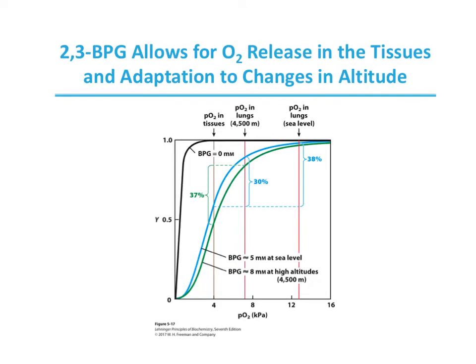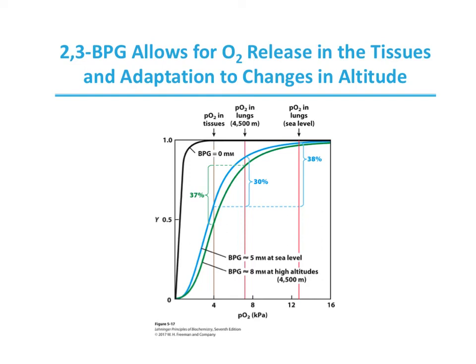Now, this molecule allows for oxygen release in the tissues and adaptations to changes in altitude. Now, in normal human blood, the concentration of BPG is about 5 millimolar. But that's at sea level. At high altitudes, it increases to be about 8 millimolar.